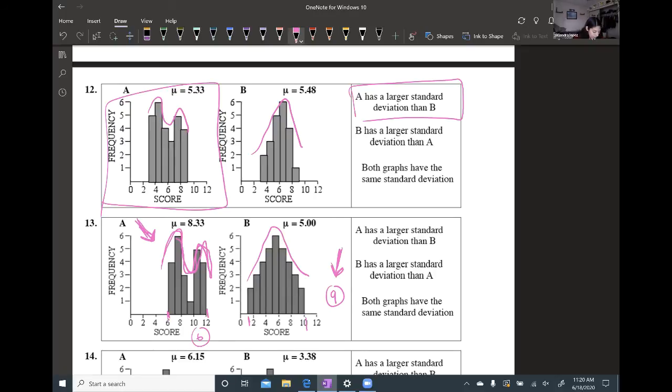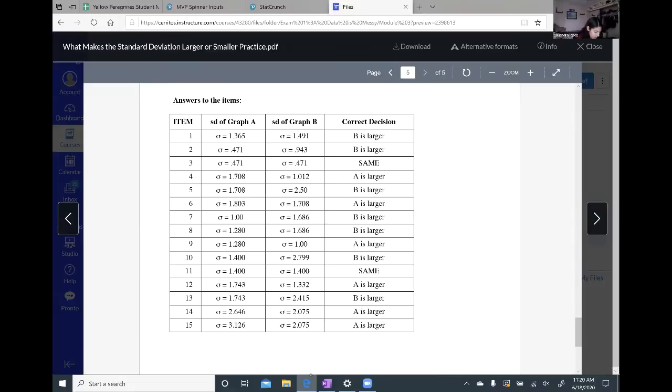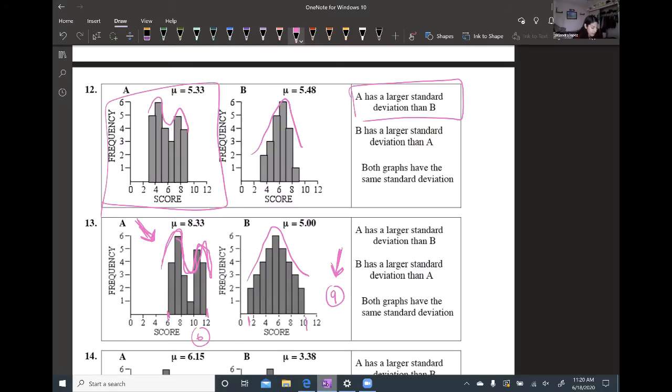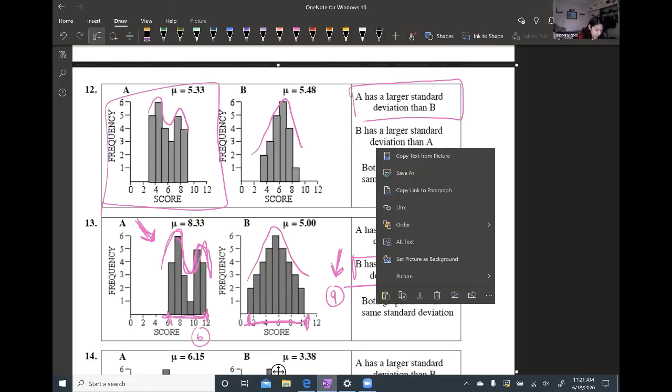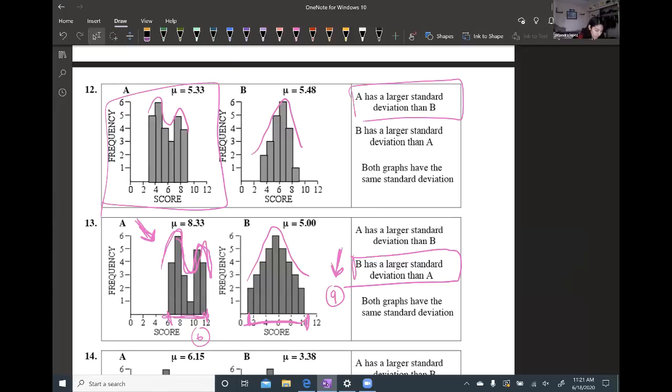So let's see what the answer key says. This was number 13. B is larger. Okay, so if you have that going on, go by the numbers in the bottom. This had a wider range than this. So then B should have the bigger standard deviation.